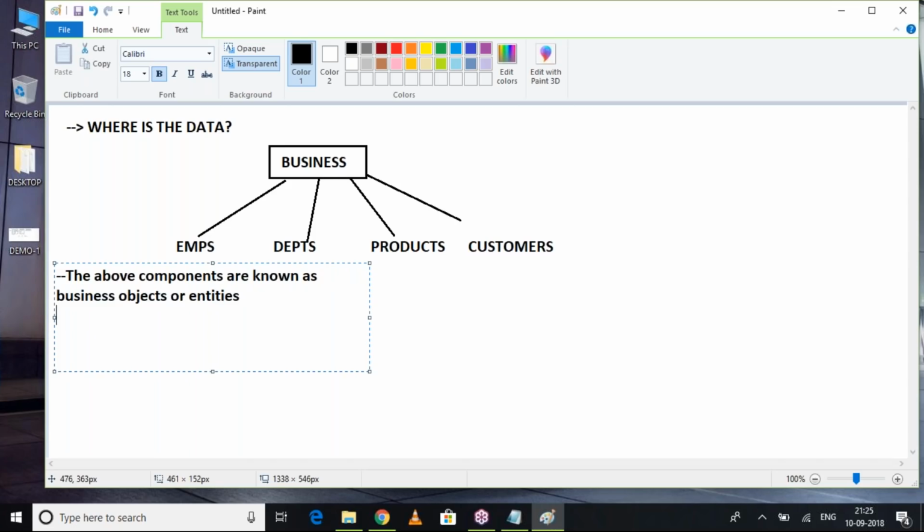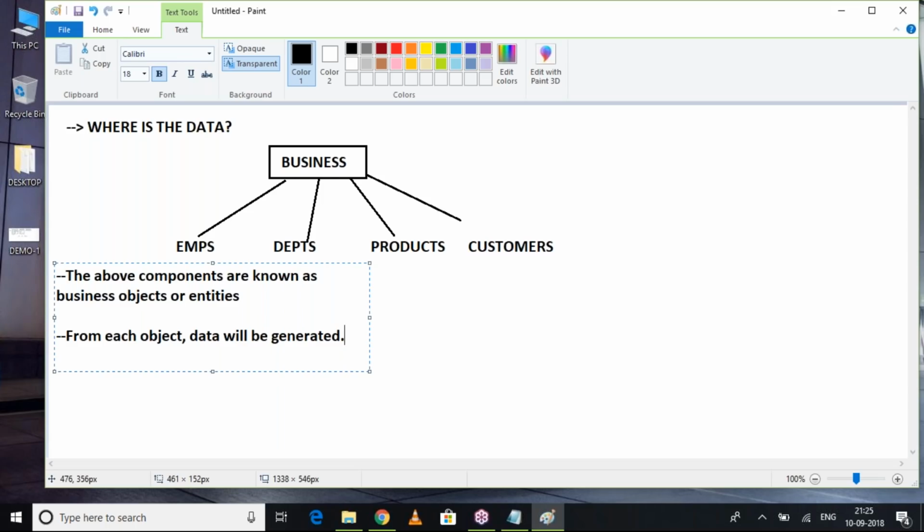From each entity or each object, data will be generated. Remember, immediately people are having a doubt. Sir, what is the data related to department? Department ID, department name, address of department.